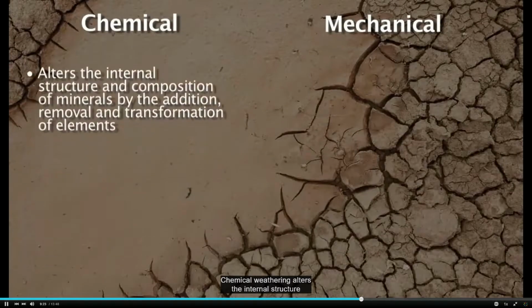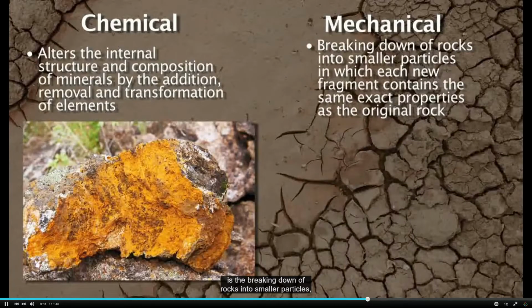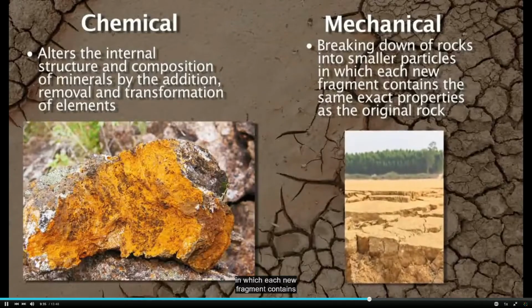Chemical weathering alters the internal structure and composition of minerals by the addition, removal, and transformation of elements. In contrast, mechanical weathering is the breaking down of rocks into smaller particles in which each new fragment contains the same exact properties as the original rock. Weathering is dramatically influenced by climate, mainly water and temperature, which drive the majority of physical and chemical processes.